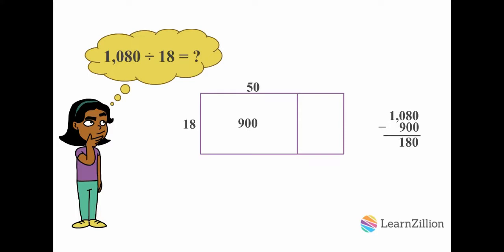I know that 10 times 18 equals 180, so I'll take away 10 groups of the divisor, 18, which equals 180. 180 minus 180 equals 0. So to get my final quotient, I need to add the two partial quotients together. 50 plus 10 equals 60. So that means 1080 divided by 18 equals 60.